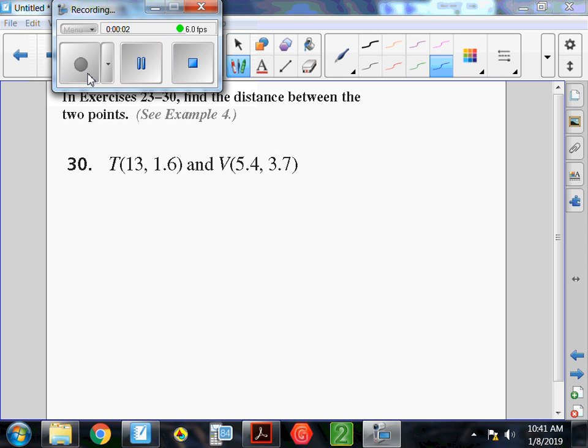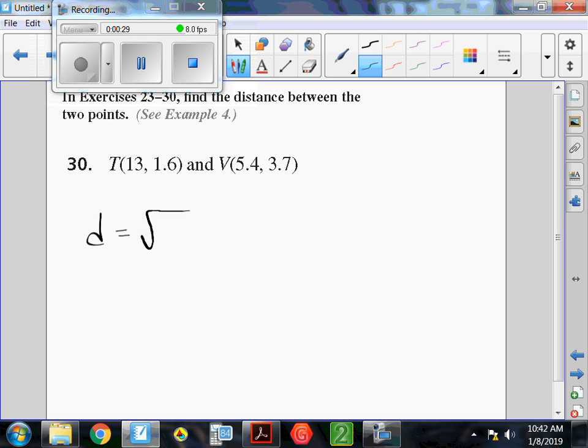This is Unit 7, targets 3 and 4, number 30 on the homework, page 25. This is find the distance between the 2 points. T is 13, 1.6, and V is 5.4, 3.7. Because of the decimals, using a graph and drawing a right triangle and counting and coming up with the Pythagorean theorem is not going to be a good strategy. Instead, we're just going to plug into the distance formula.